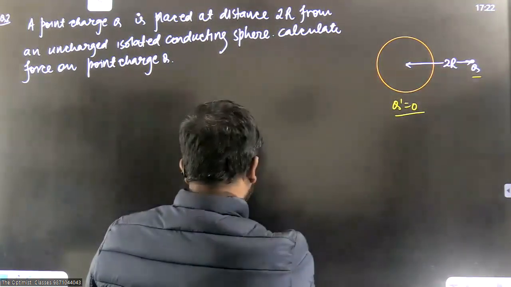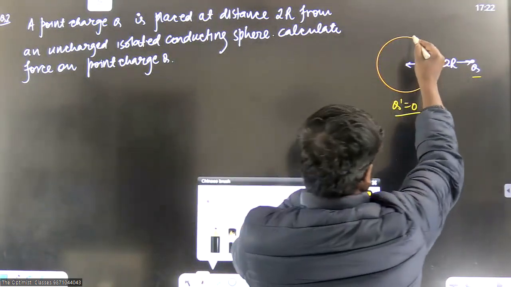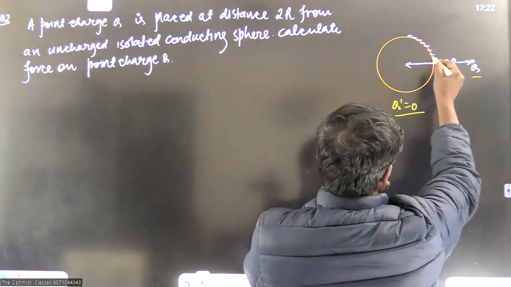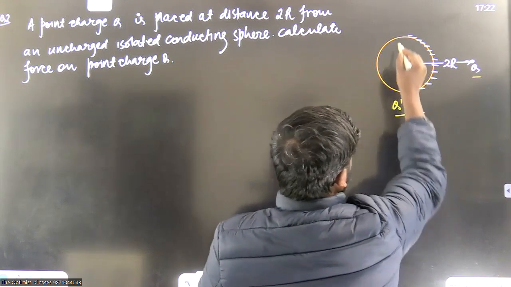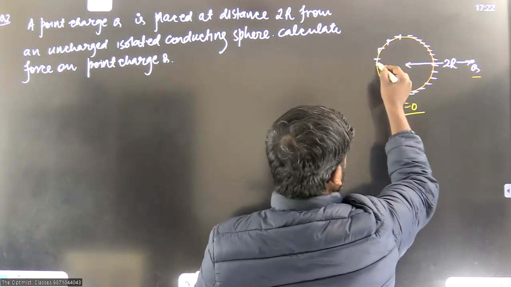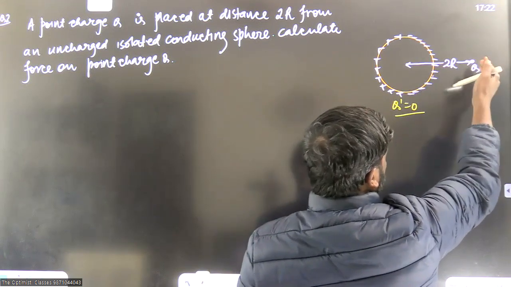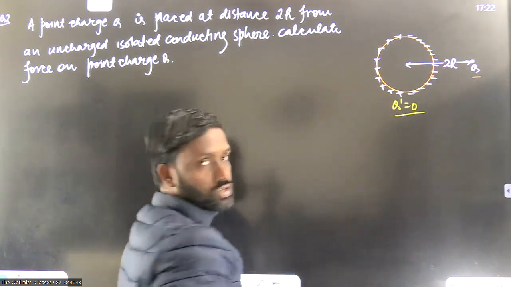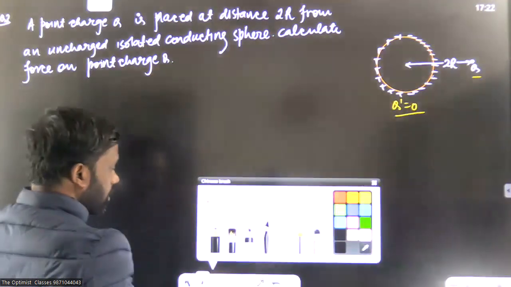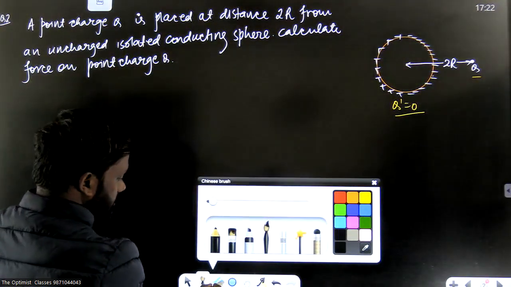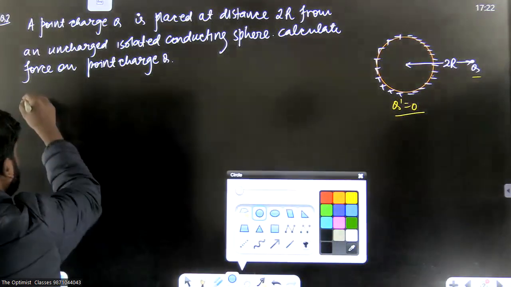The situation is something like this. Let me show you. See here, some negative charges will get induced here, and some positive charges will get induced here. Since the negative charges are nearer, a net attractive force on charge q will act. So to solve this question, we will have to use the image method. So here I'm giving you the solution.